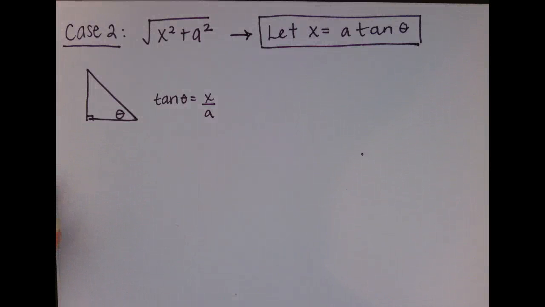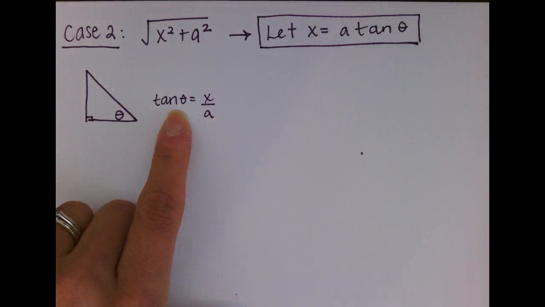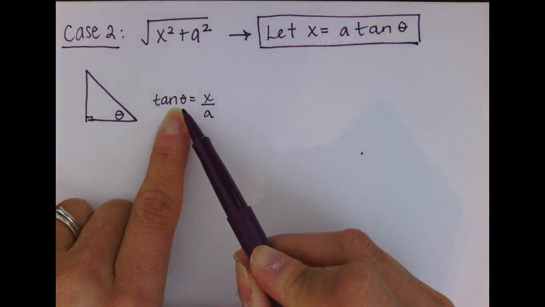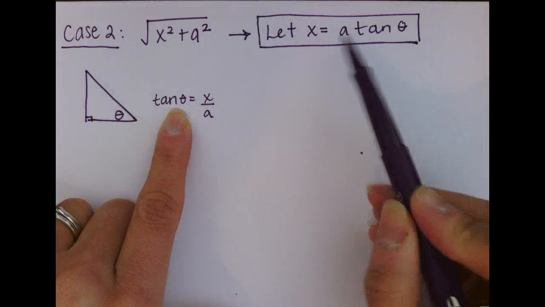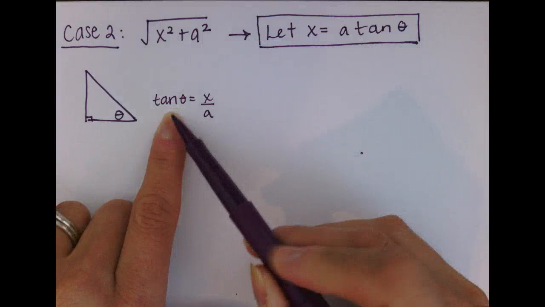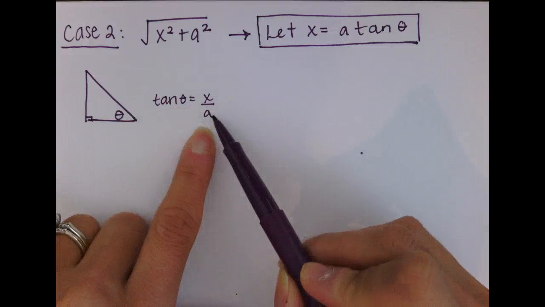This is going to be section 8.4, video part 2. So I was saying here that if we let x equal a times the tangent of theta, I'm sorry I said that incorrectly, then the tangent of theta equals the ratio of x over a.